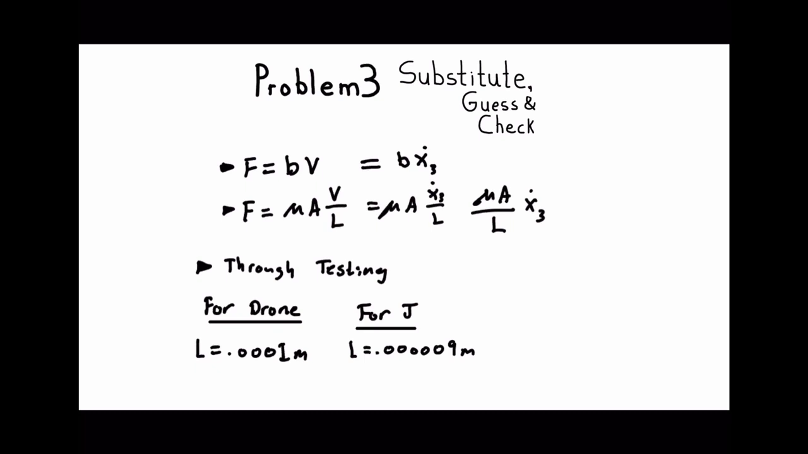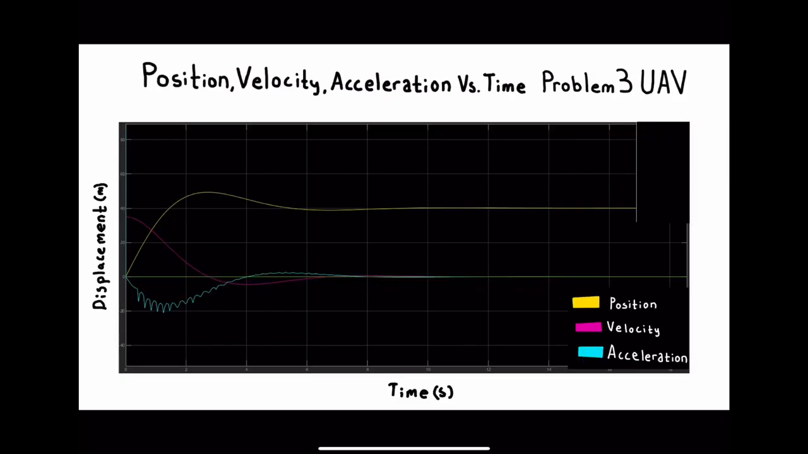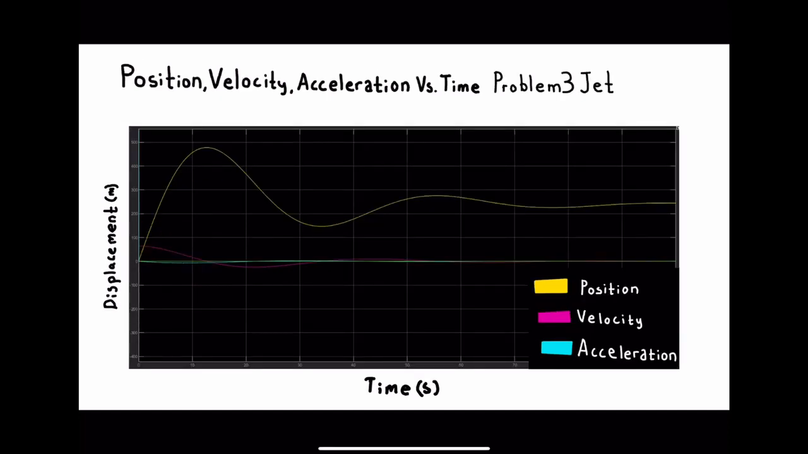This means the arrestor system would at least need a range from 9 times 10 to the negative 6 meters to 1 times 10 to the negative 4 meters to handle any craft from a UAV to an F-18 jet. As seen on the next 2 slides, this new arrestor system can handle both a craft as light and slow as a UAV and as heavy and fast as an F-18.